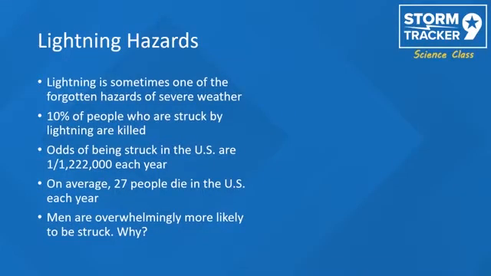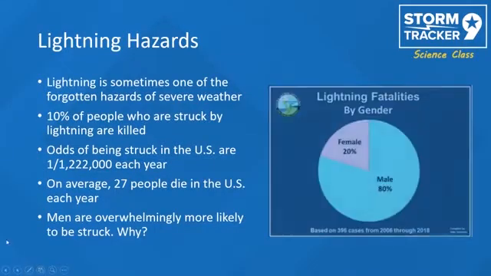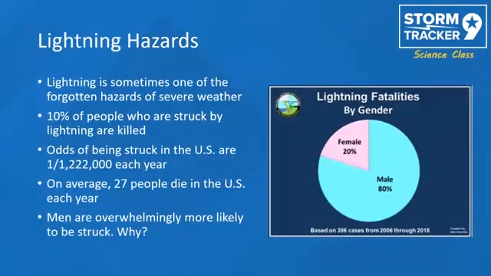On average, 27 people are killed in the U.S. each year. And let me know in the comments, I'm going to give you guys a second here: men are overwhelmingly more likely to be struck by lightning. Can someone give me the answer to this? In fact, I will pull up the numbers here. This is a study done by the National Weather Service based on 396 cases from 2006 to 2018. A whopping 80% of those cases were male. Does anybody have any idea why that might be?